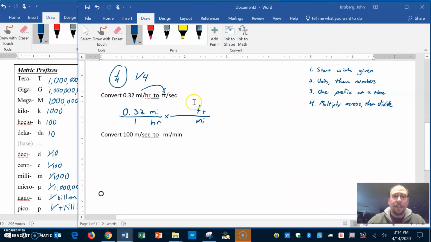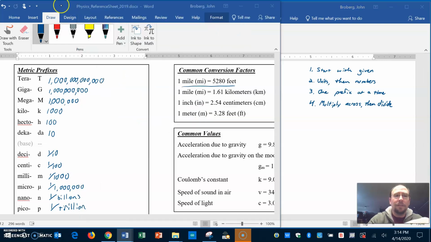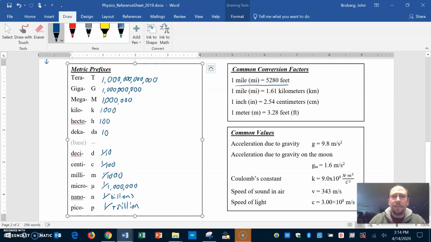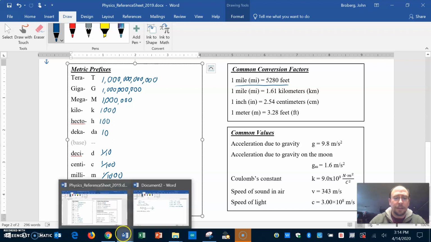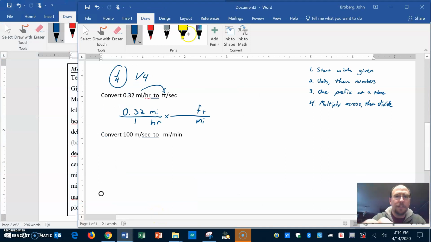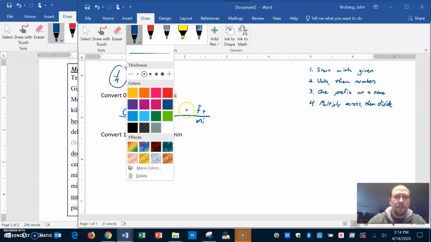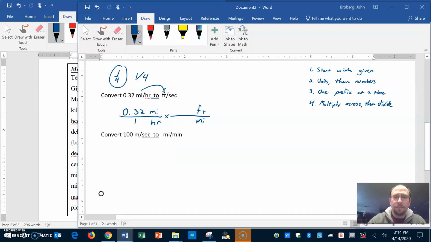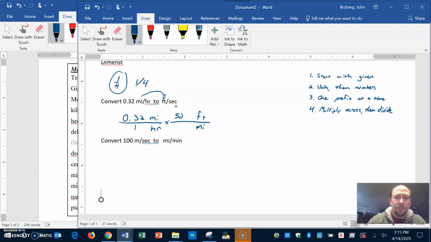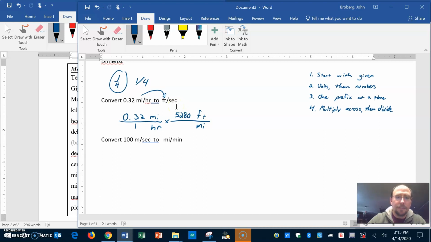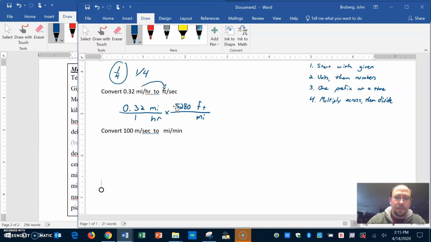I could do that. So now that I have the units in, I could put the numbers in. But if I'm getting them from this reference sheet, I have to put them in just as they appear. So it's 5,280 feet in 1 mile. I have numbers and units in both spots.